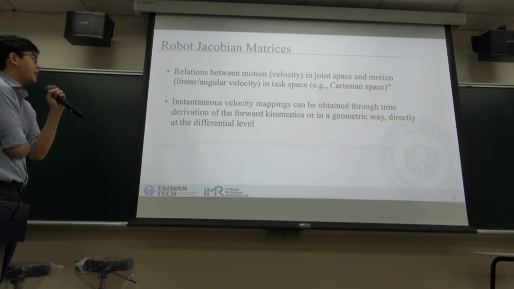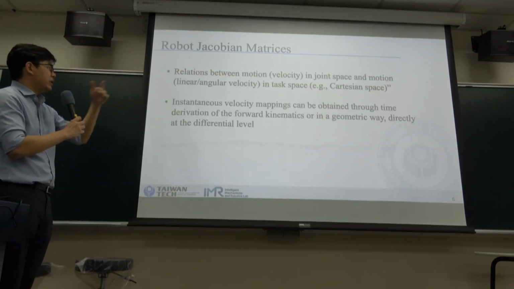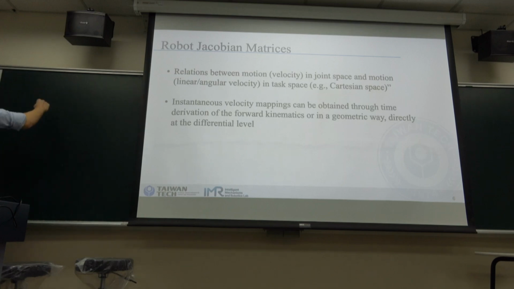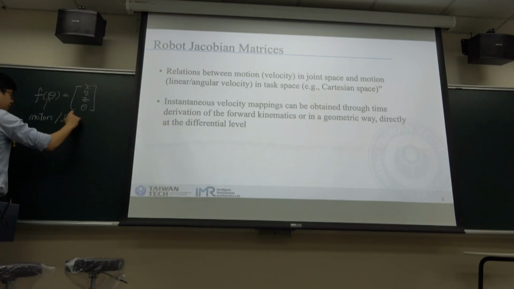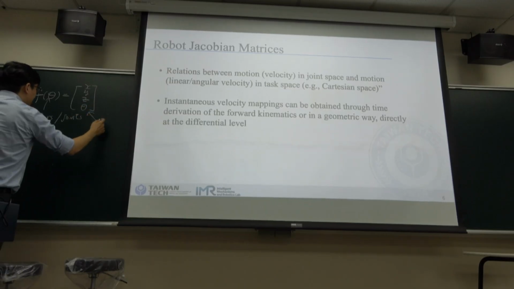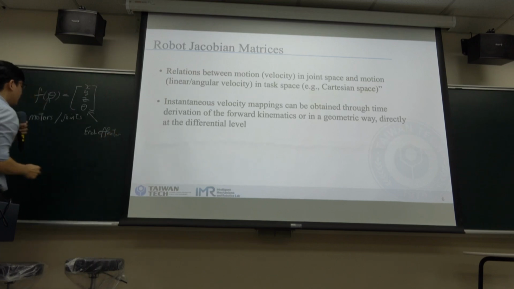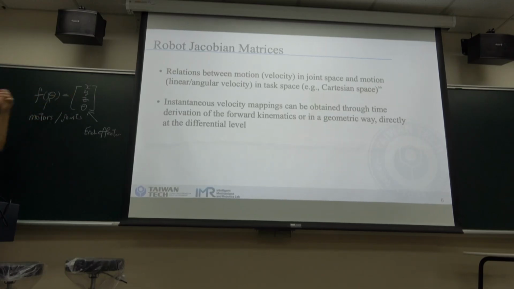So what is the robot Jacobian? It is the relation between the motion, which is the velocity in the joint space, and the motion in the task space, which is the Cartesian space. We already know that if we have a forward kinematics and we put in all the theta values, what we can get is the X, the end-effector. This way is the forward kinematics, and the reverse is the inverse kinematics.